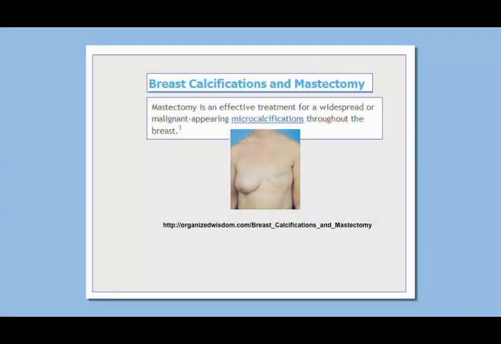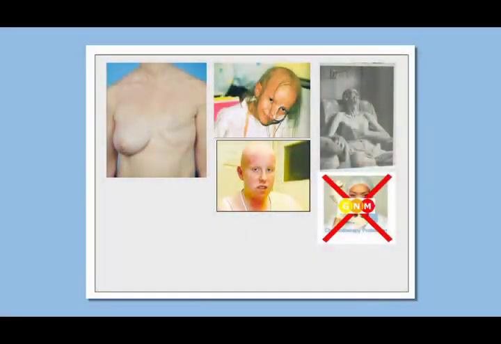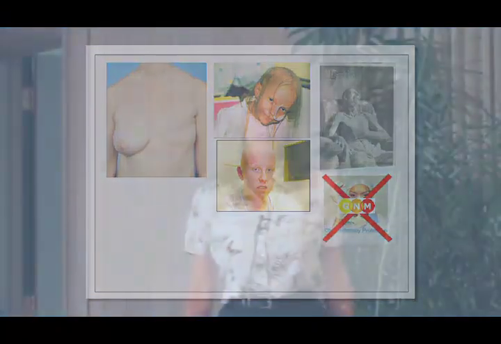With mastectomy. Okay? Mastectomy is an effective treatment for a widespread or malignant appearing microcalcification throughout the breast. My ladies, we have to be on top of this. Okay? We see what's out there, and we have to protect ourselves. With German New Medicine, my friends, the mutilation of women and the war on cancer with chemical and radioactive weapons is over.